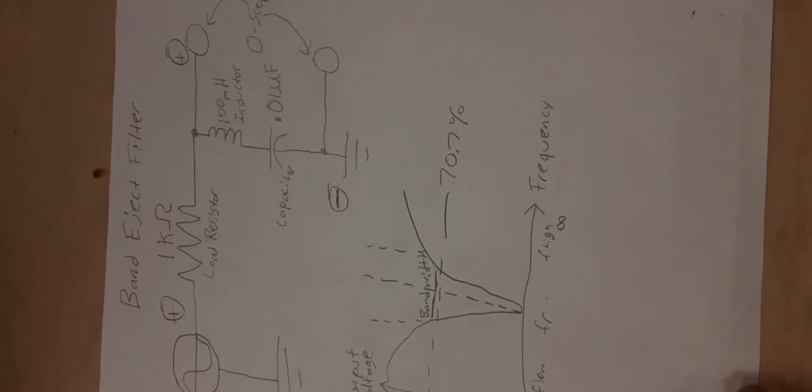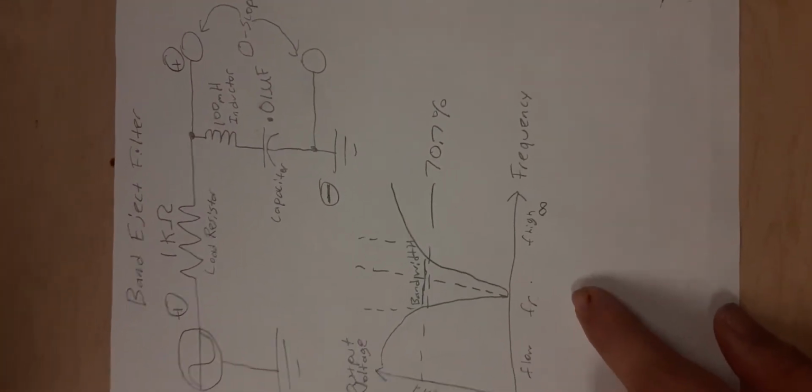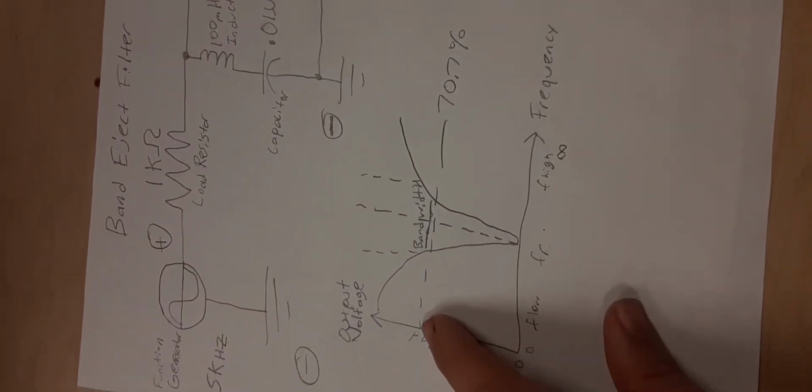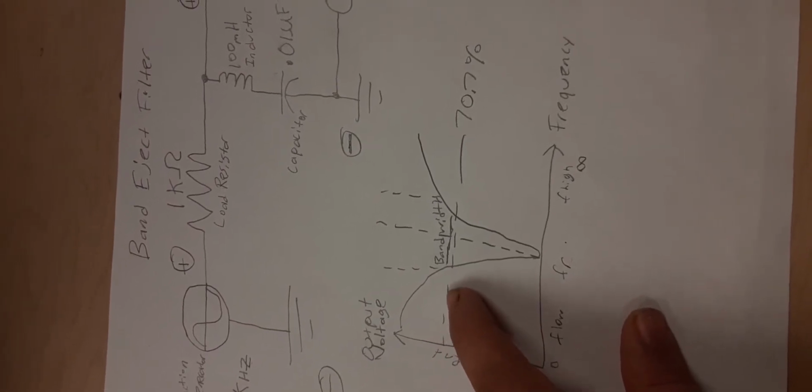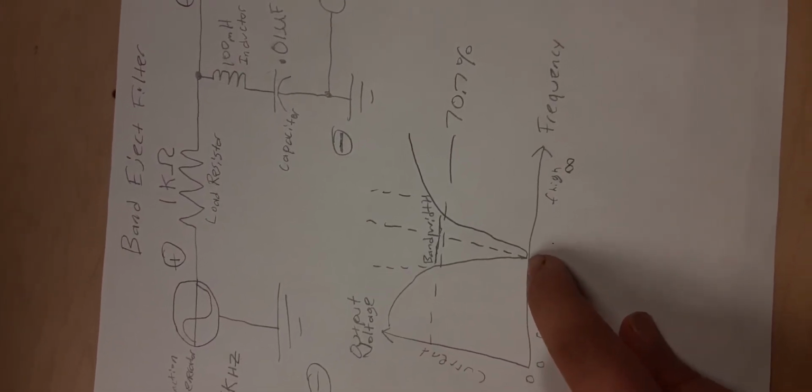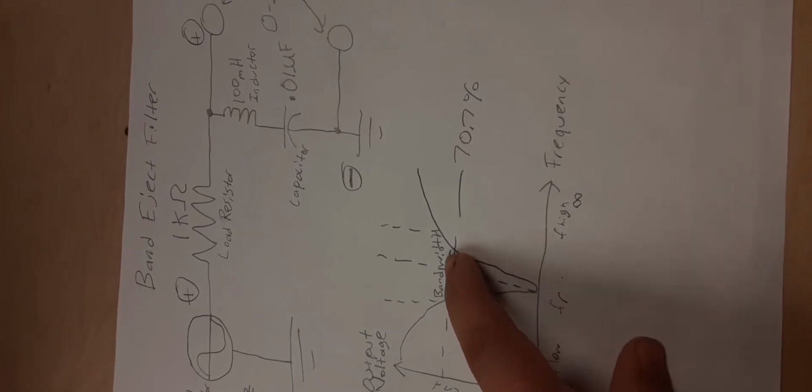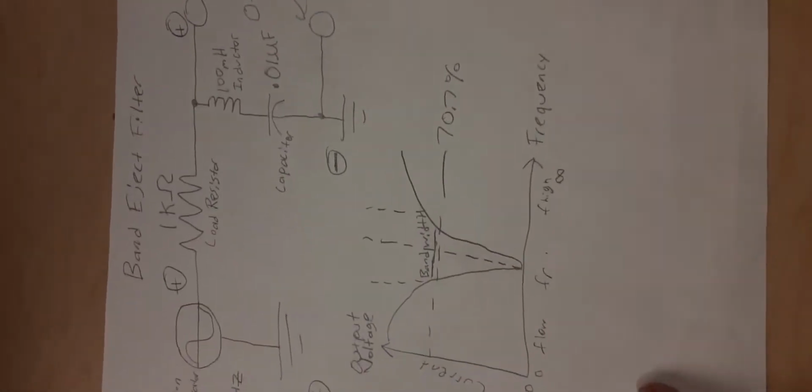Now this is what our frequency response graph should look like, showing that the output voltage, once it gets down to resonant frequency, will block the lows, then go back up. And these are our calculations.